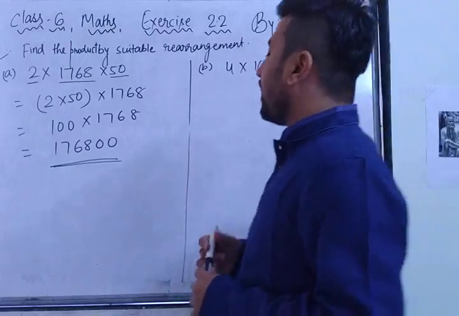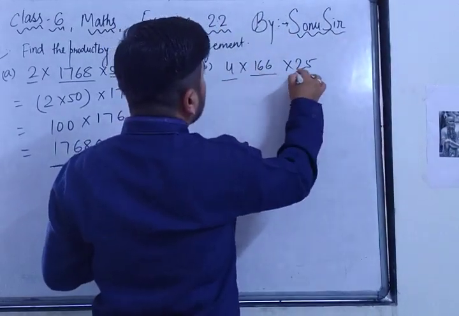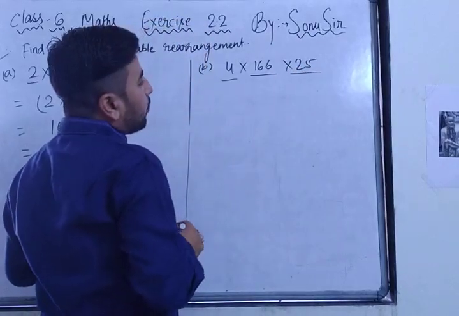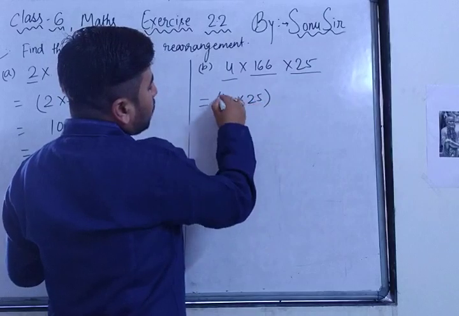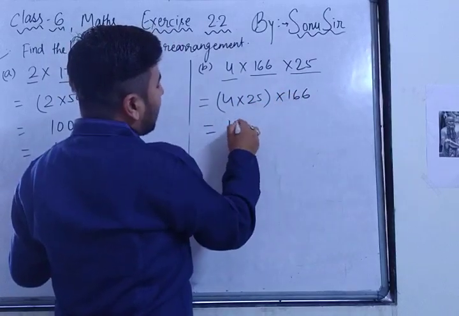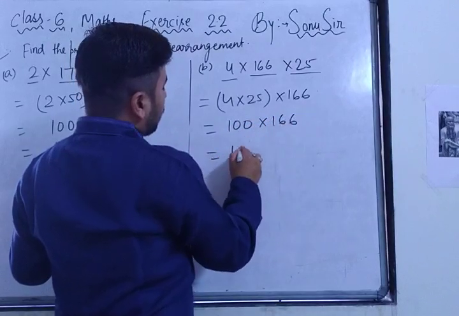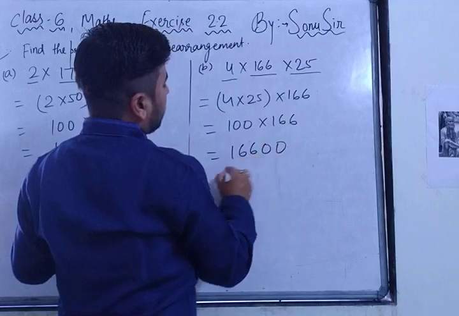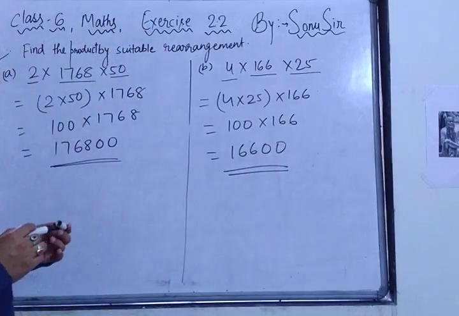I hope you all can solve this question. 4 into 166 into 25. Which two numbers do we have to take together? Can you tell me? 4 into 25, these two numbers, and 166. 25 into 4 is 100. 100 into 166 is equal to 16600. Got it or not? You can write both these answers in your notebook.